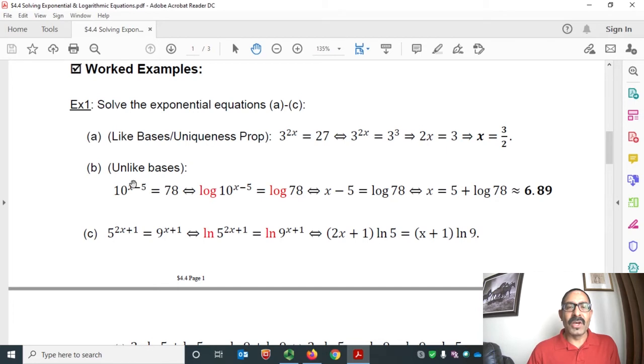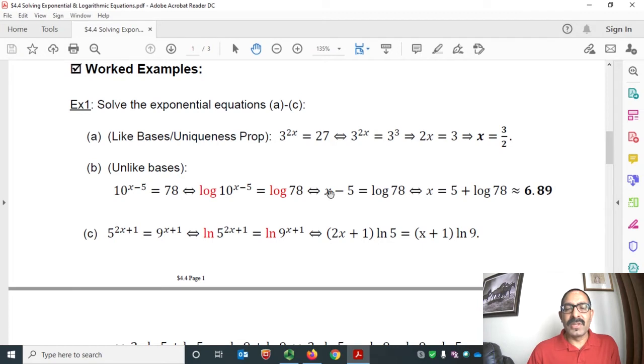Let's apply logarithmic functions to both sides, because we know logarithmic functions and exponential functions are inverse to each other. So let's take log both sides. Then the left side is log of 10 to the power x minus 5 equals log of 78. And then by the property, the left side is simply x minus 5, because log 10 with the same base 10 turns out to be 1. And the right side is as it is, log of 78.